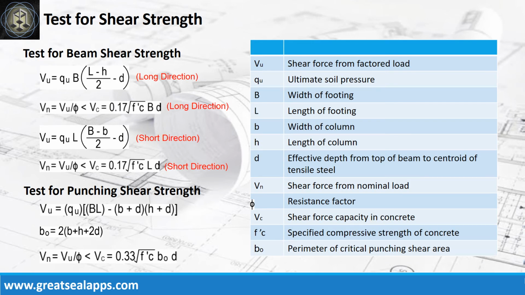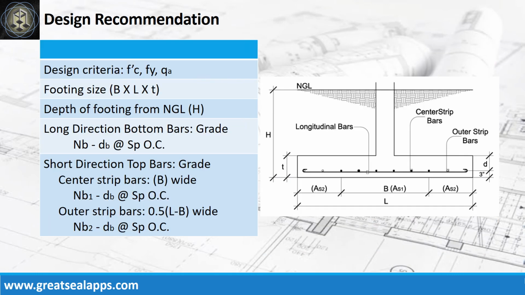Finally, test for beam shear strength of both short and long direction by getting the nominal force from factored beam shear, which should be less than the shear strength capacity of concrete, and test for punching shear strength by getting the nominal force from factored punching shear, which should be less than the punching shear strength capacity of concrete.